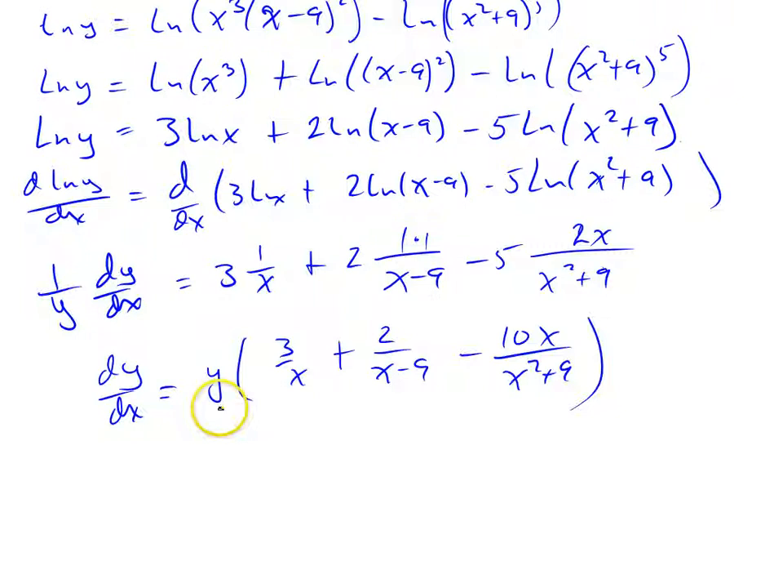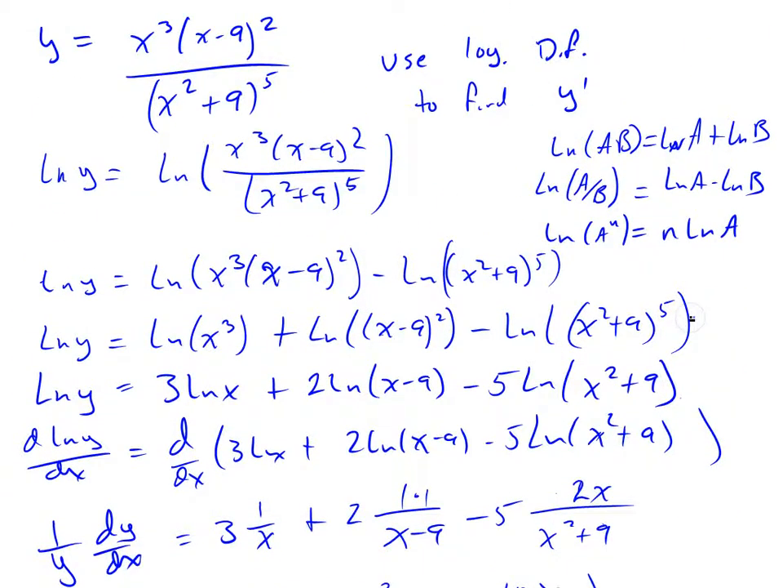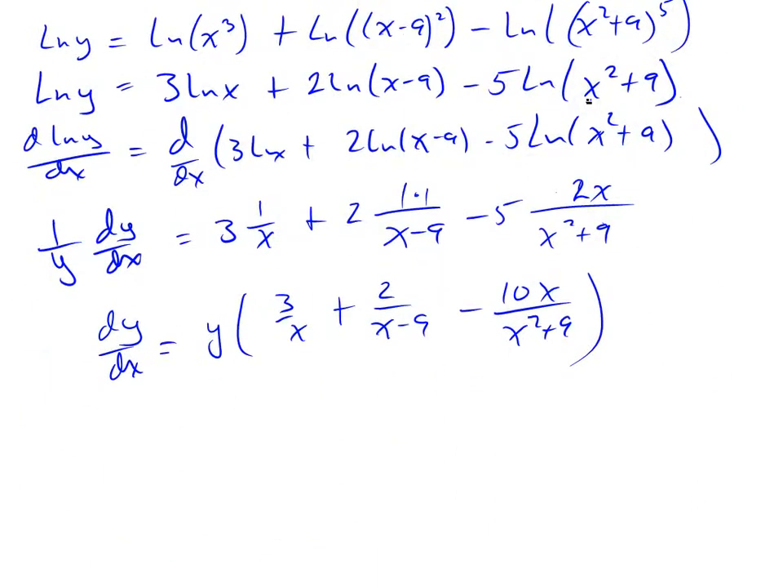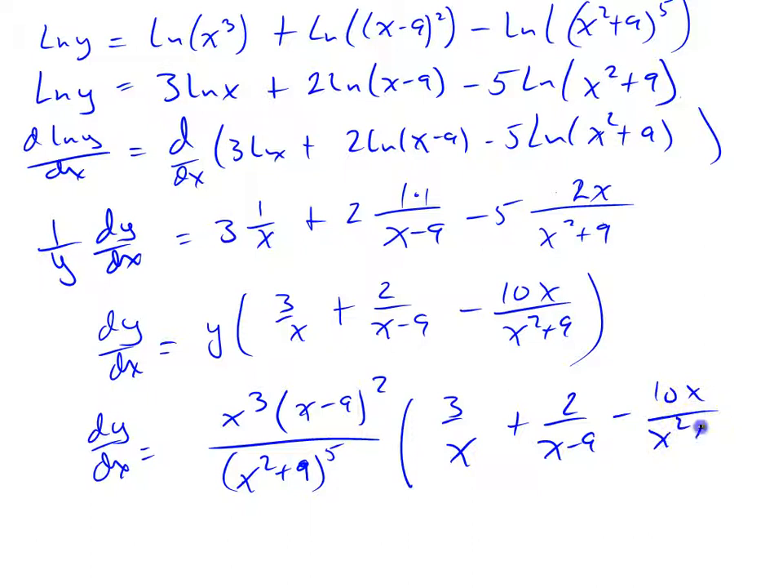And I actually know what y is as a function of x, right? It's my original function here. So that's what I'm going to plug back in for y. And I end up with dy/dx equals x cubed times (x minus 9) squared over (x squared plus 9) to the 5th power, that's the y, times all this stuff: 3 over x plus 2 over x minus 9 minus 10x over x squared plus 9.